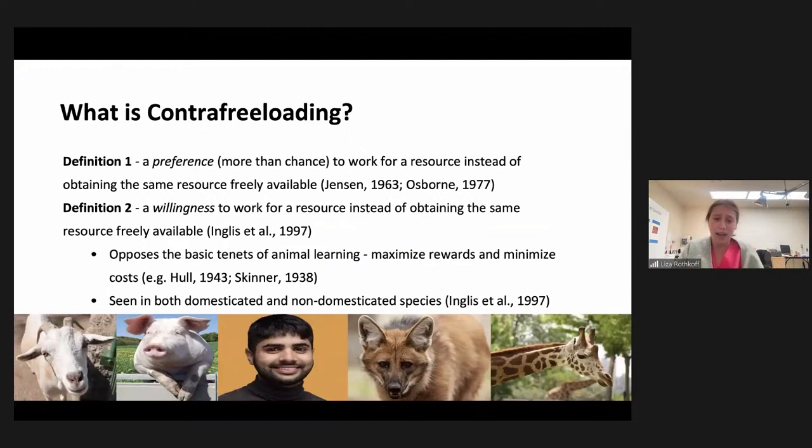What's so interesting about contra-free loading is that it opposes one of the basic tenets of animal learning, that animals should maximize rewards and minimize costs. This has been seen in both domesticated and non-domesticated species. It's been seen in domesticated species such as farm animals like goats and pigs, and non-domesticated species such as maned wolves and giraffes, as well as in humans.